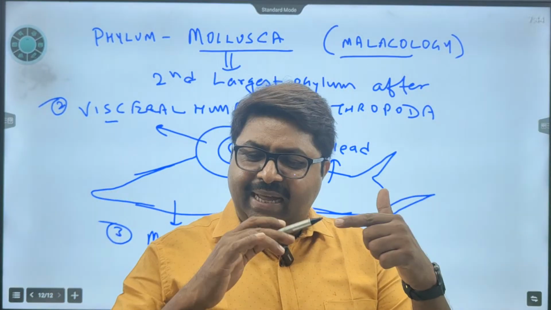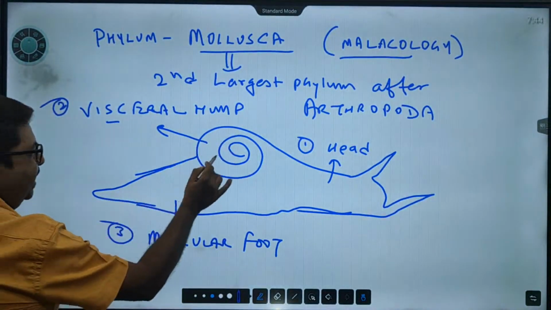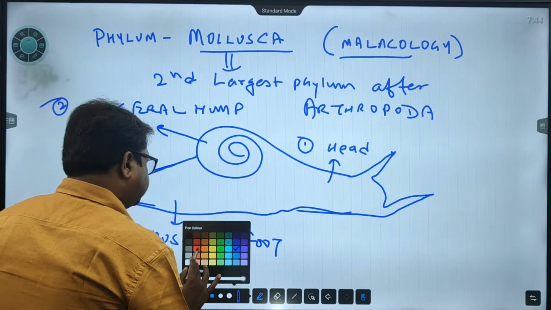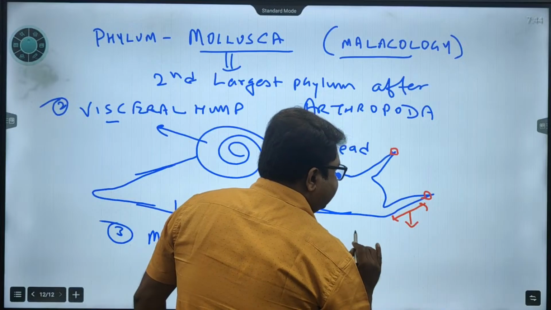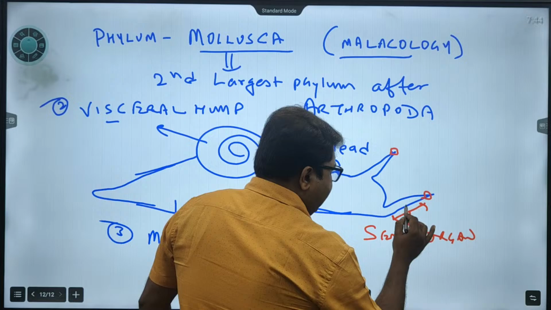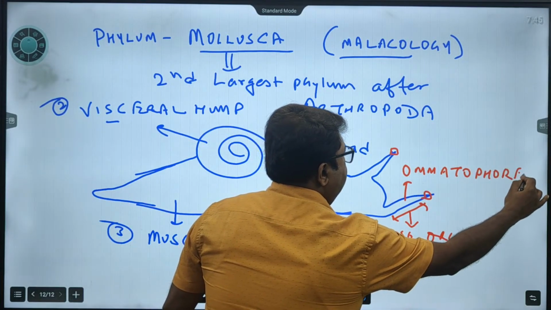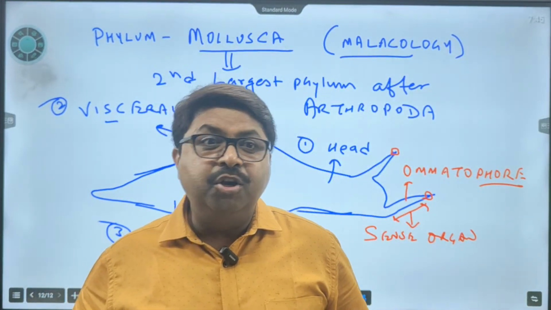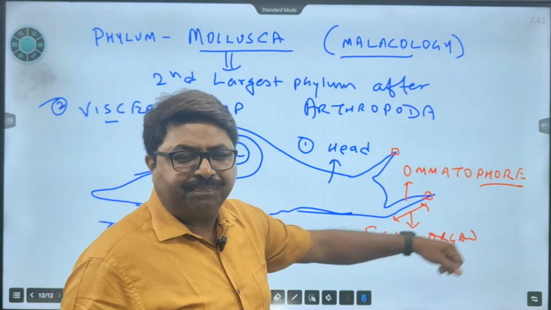Now can you see the visceral hump is having some shell? This particular structure is a sense organ, and the name of this sense organ is called ommatophore. Phore means what? Stalk. Remember pneumatophores, the respiratory roots? So, ommatophore.